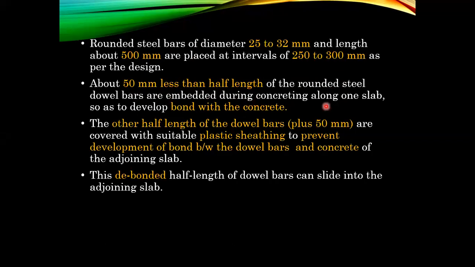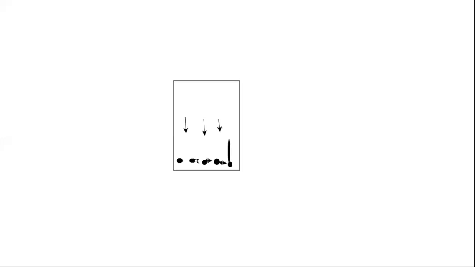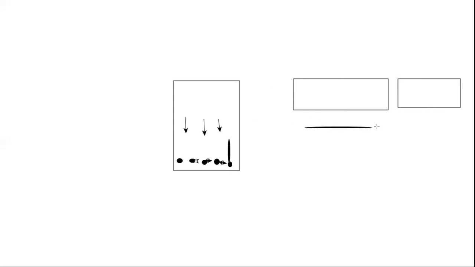Okay, why are you going to embed it in concrete? To make a proper bond with the concrete. Okay, I will show the diagram. Assume this is the slab, and this is another slab. Assume this is the dowel bar. From here to here you are providing the dowel bar. Assume this is the shape.